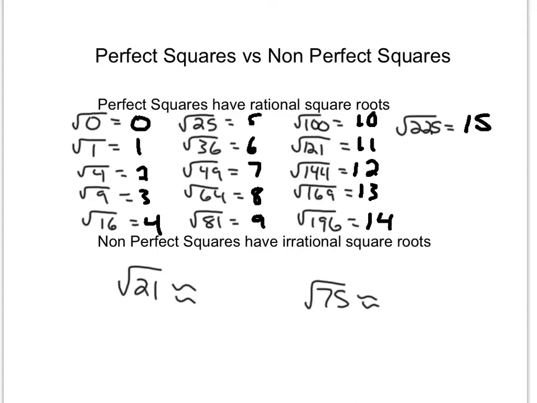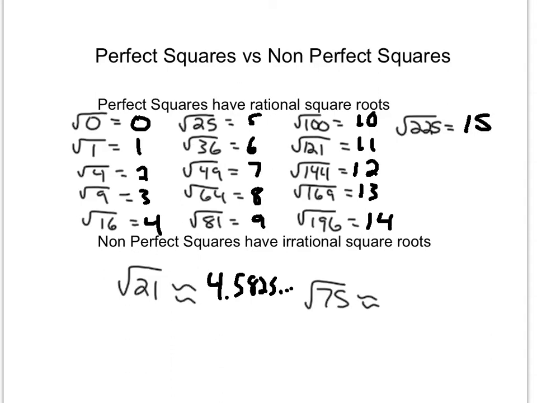Now, non-perfect squares have irrational square roots. So, for example, 21 is an example of a non-perfect square. The reason is that if I take 21 and punch it into the calculator and push the square root sign, I'm going to get 4.5825, and so on, and it just keeps going on and on forever and never repeats itself.